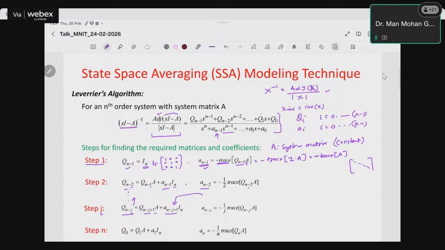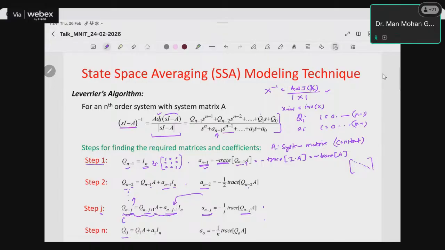Now after Q(n-j), we need to find a(n-j). So when we write the code in MATLAB, we have to follow the sequence, right? If we do not follow the sequence, then this code will not run. So a(n-j) equals minus 1 by j trace of Q(n-j) into A. Why? If I'm finding a(n-j), before that I should have calculated Q(n-j), right? So this Q(n-j) should come first. After that, only a(n-j) will be calculated. So this coding sequence is very important. Like that we will do, and finally we will find Q0.